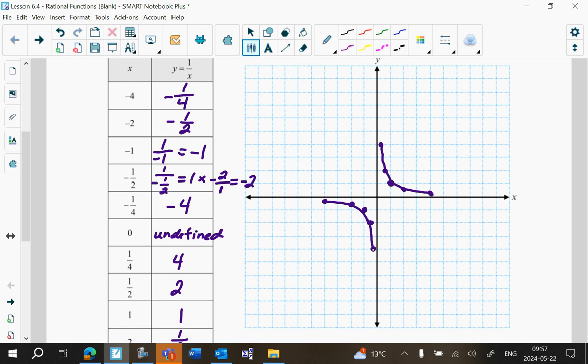Okay, so you notice it keeps getting smaller and smaller and smaller. If x was 1,000,000, what's y going to be? 1 over 1,000,000. Really small. Is it ever going to touch 0? No. It'll always be a really small fraction. So what's going to happen is that it's going to go like this along the x-axis, but never cross it or touch it.